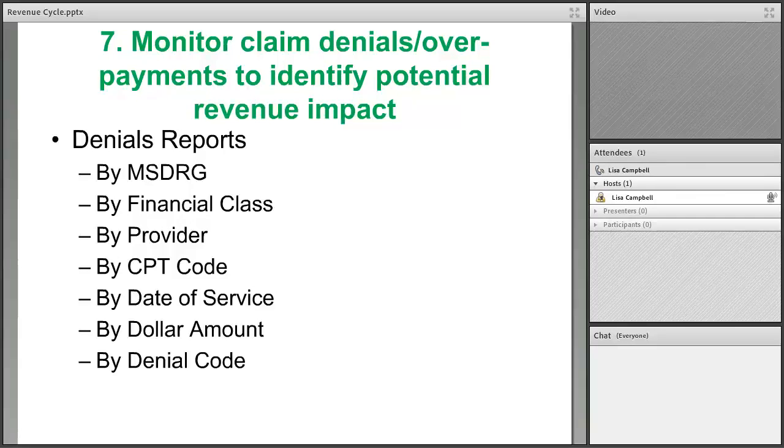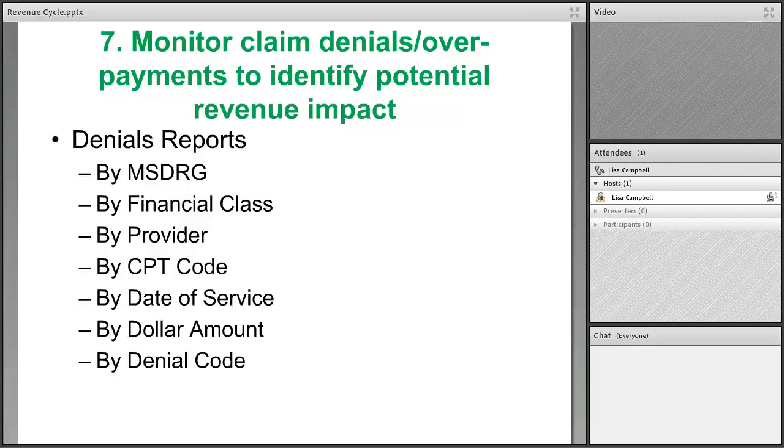And so it is very important that when we do receive a denial, we really try to figure out why we're having this denial. Is it a particular financial class? Is it Medicaid, for example, that's denying a particular service? Is it a particular MS-DRG that's being denied?